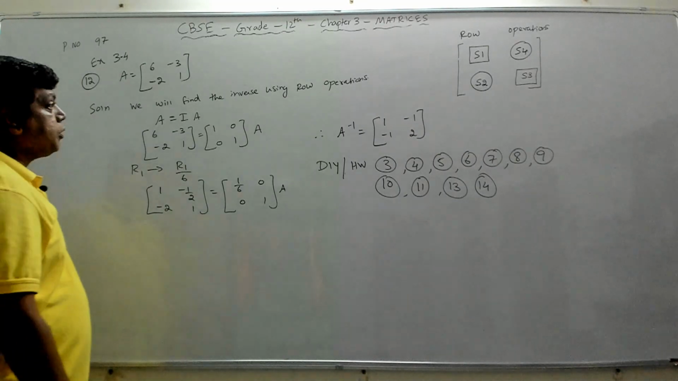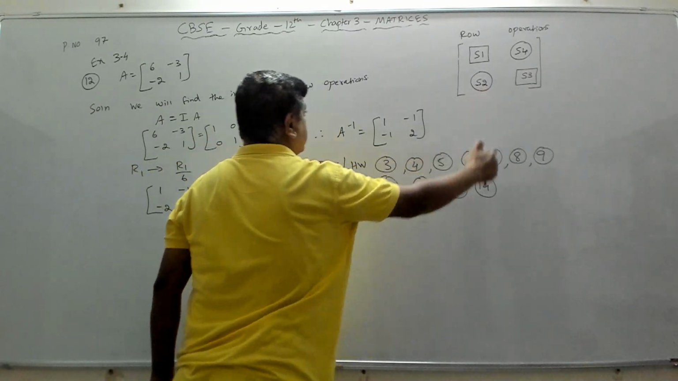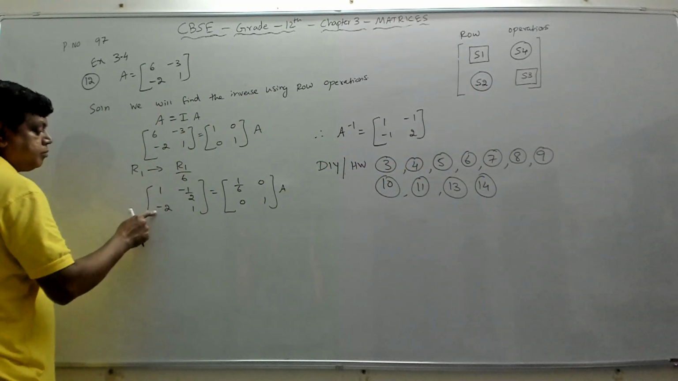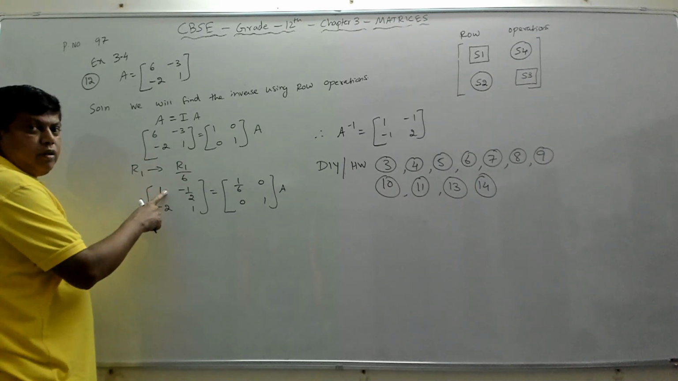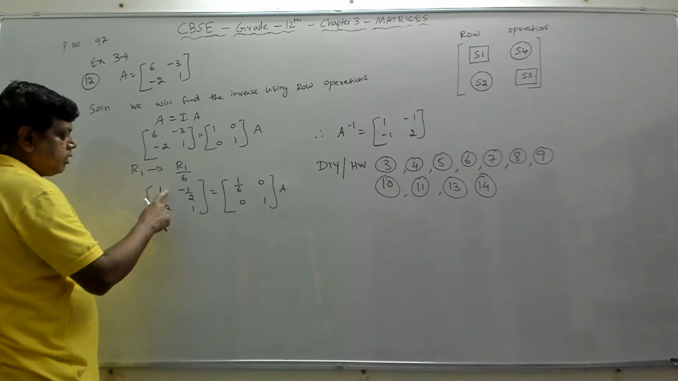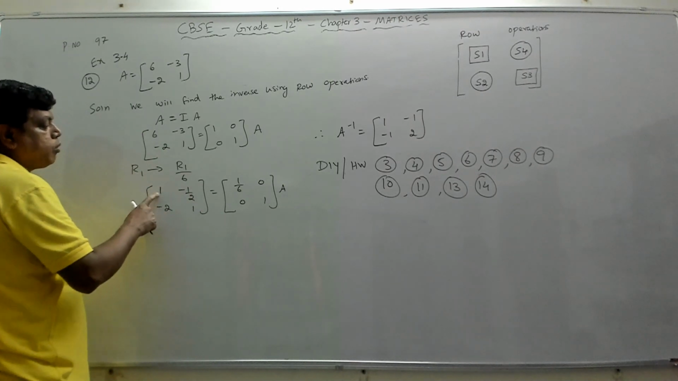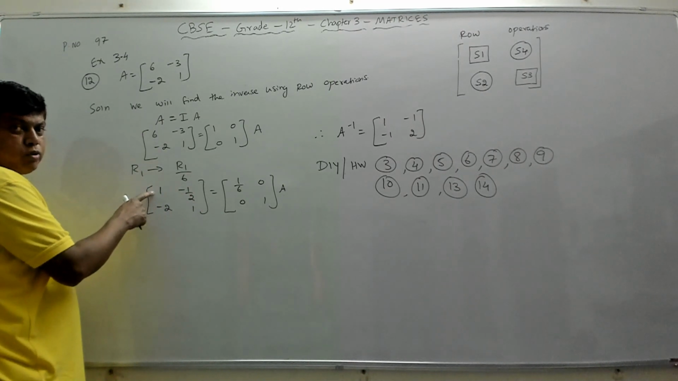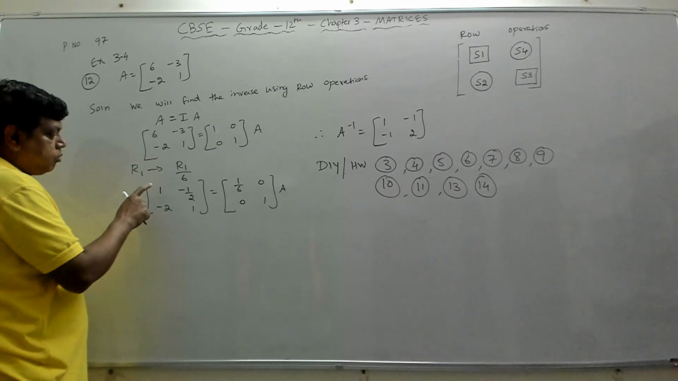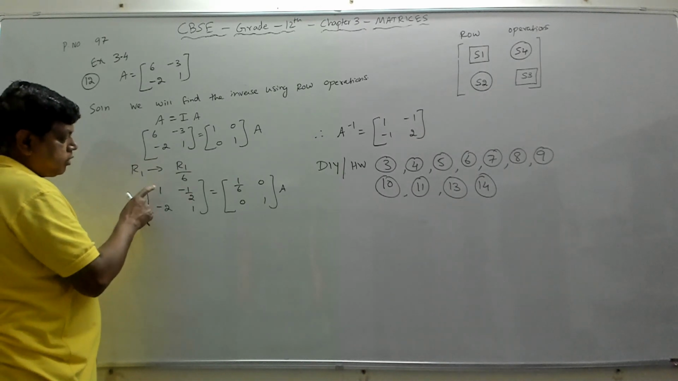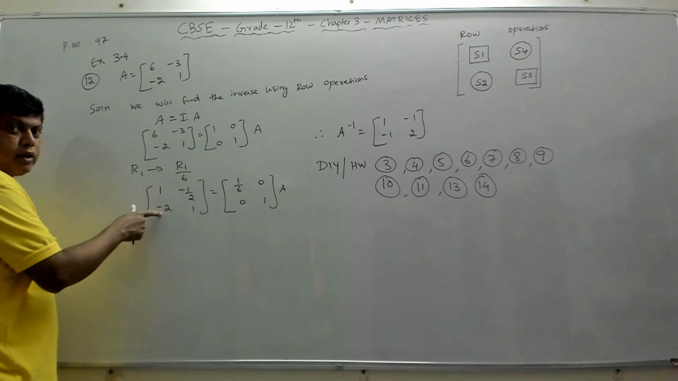Now second step, what do we do? We have to make this element 0 using this. How to make this element 0 using this? We say R2, this is in row 2. Row 2 is row 2 plus 2 times row 1. 2 times row 1 means 2 times 1 is 2, and minus 2 plus 2 will become 0.